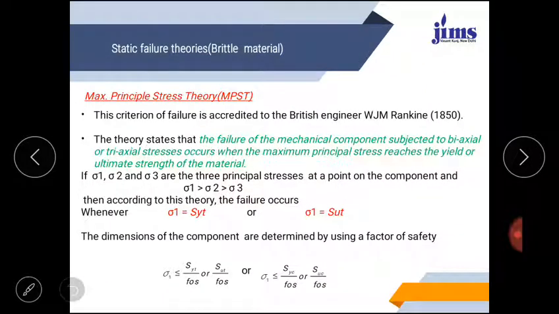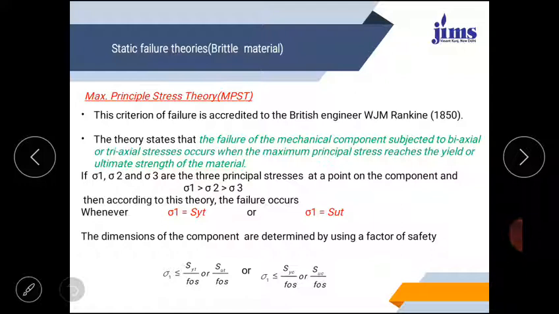Now we are moving to brittle material. We have already seen two theories of failure, maximum shear stress theory and maximum distortion energy theory. These two theories are generally used for ductile material, and next, in the case of brittle material, we'll see the maximum principal stress theory, the most widely used theory for predicting the dimension of components made of brittle material.